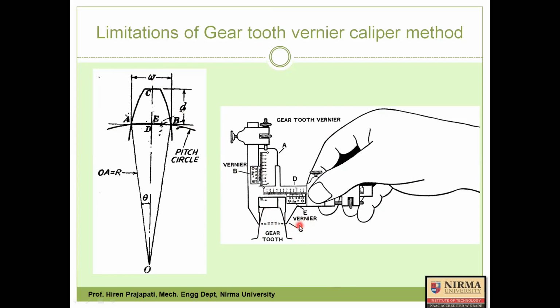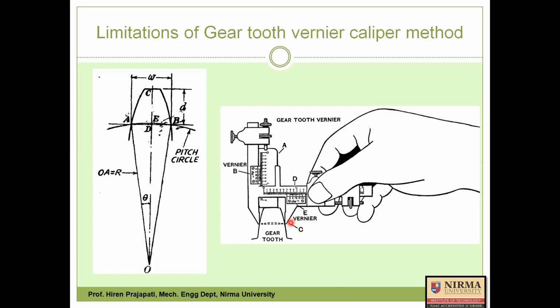So I have the theoretical value of constant chord using equation number 9, and the practical value I have measured using this instrument. If the actual value of constant chord length and the theoretical value of constant chord length show a variation, that is again an indirect indication that your gear tooth thickness is not correct.